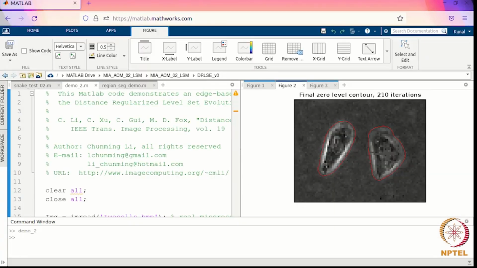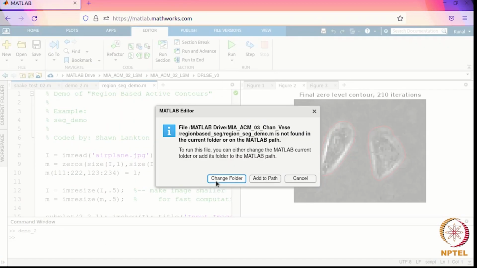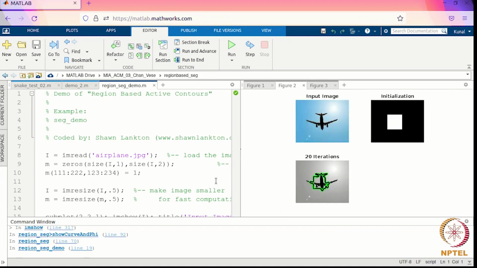I will show you. If you run this, you see, this is your input image. This is your initial level set, and after some time, you can see it is able to capture the boundaries of this aircraft.